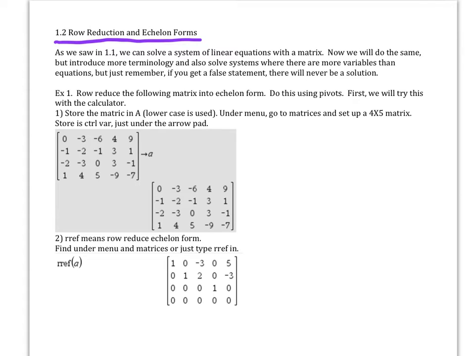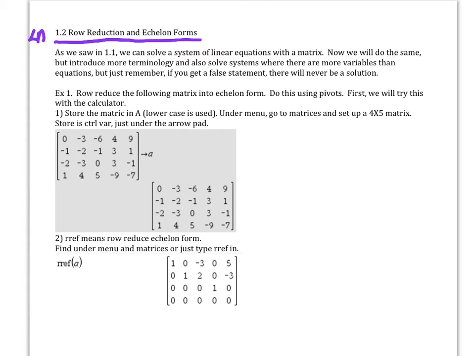Hi, this is Linear Algebra 1.2. We're going to deal with row reduction and echelon forms and reduced row echelon forms as well. So what we're trying to do is solve these systems of equations. And this is a little bit more methodical, and we'll see.